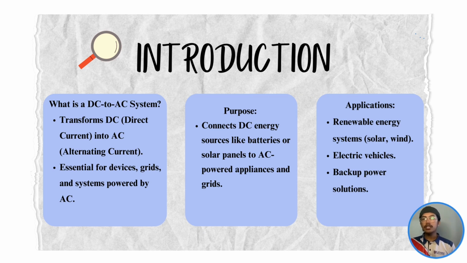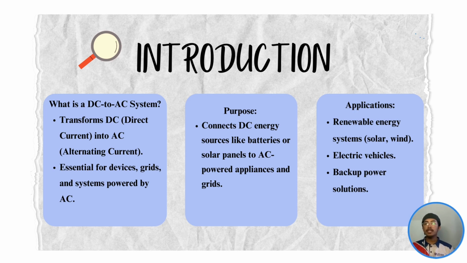For the introduction, a DC to AC system is a critical power conversion setup that transforms direct current, or DC, into alternating current, or AC, using an inverter. This is essential because many energy sources such as batteries and solar panels produce power in DC form. However, most electrical appliances, industrial systems and power grids operate on AC. The inverter plays a vital role by converting the steady DC voltage into an alternating waveform. It also adjusts the frequency and voltage to match the requirements of connected devices.